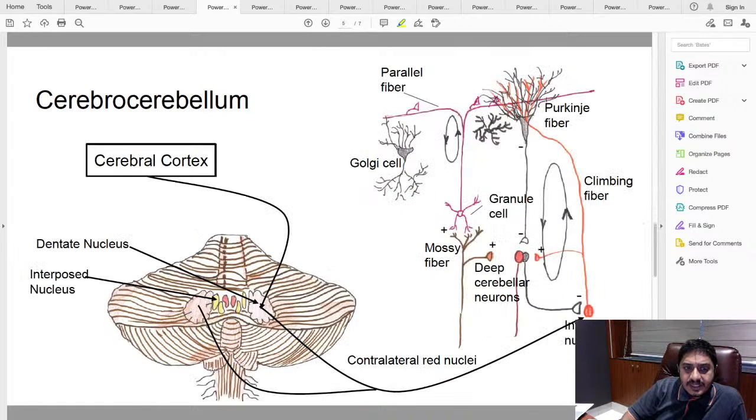So again, this picture shows it as if there is a direct projection from cerebral cortex to the dentate nucleus onto the cerebellar cortex. Actually, this is not true. Note the way the projection is given. The cerebral cortex is on the left, and then the projection is to the contralateral side. Why is this? Because the left side of the cerebellum is coordinating movements that are relevant to the left side of the body, whereas the left cerebral cortex controls the right side of the body.